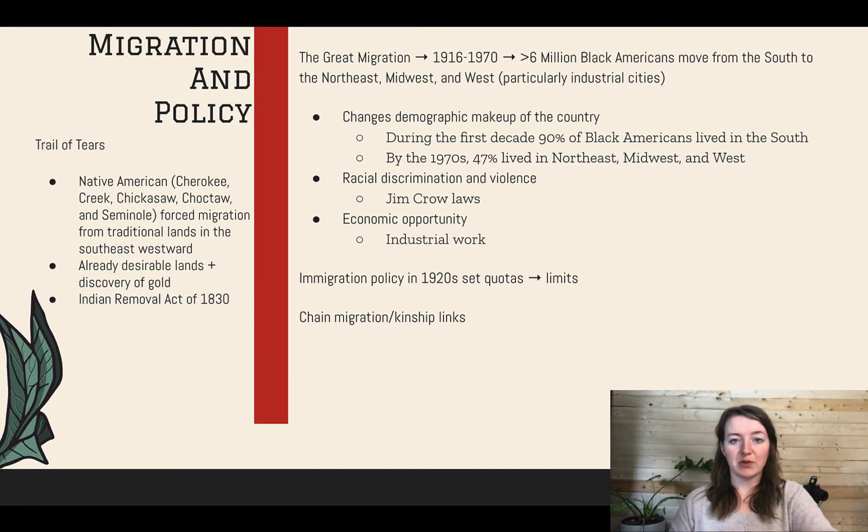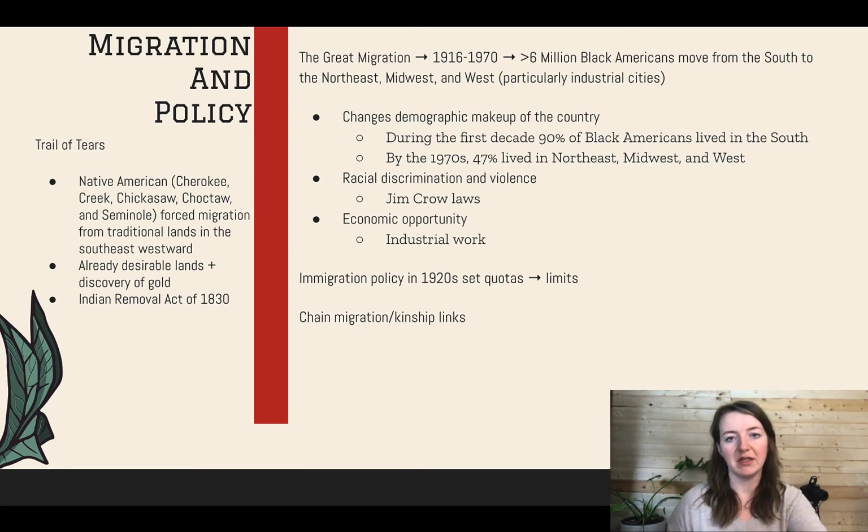In the 1920s, we began setting immigration quotas. These are limits on the number of immigrants that we will take in from particular countries, particular regions, and this continues for quite a few years, changing over time.